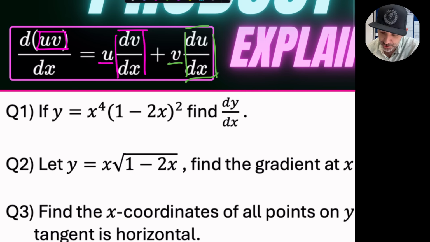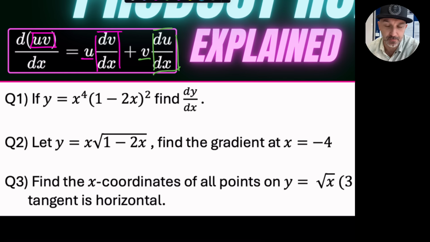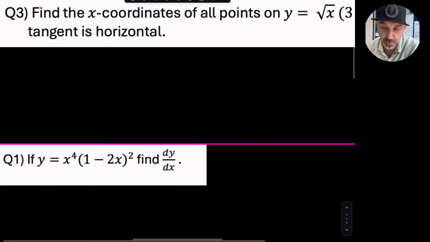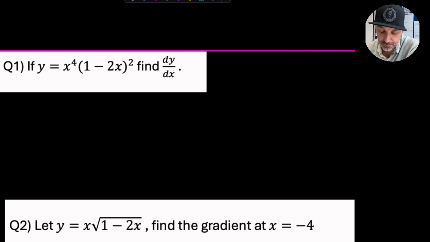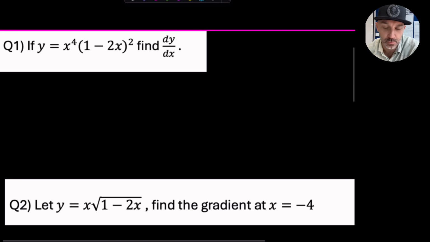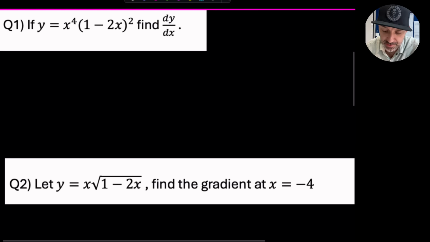Well, when we see a question, I will define what u and v are, and then we'll be able to perform the product rule, which appears in the formula booklet if you're part of IB, but otherwise you'll have to remember it if you're in another course. So let's have a look at this question here.